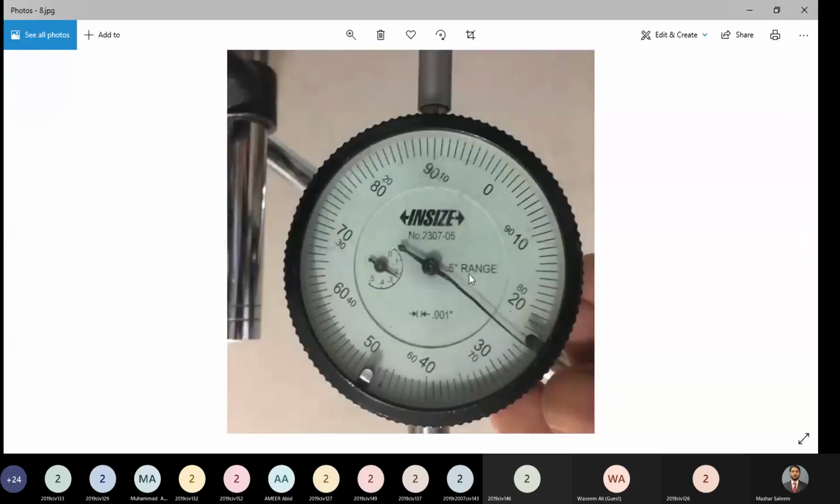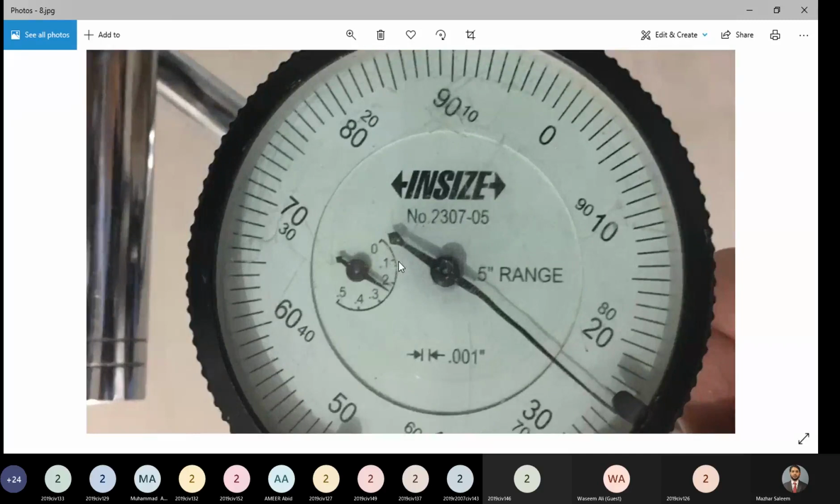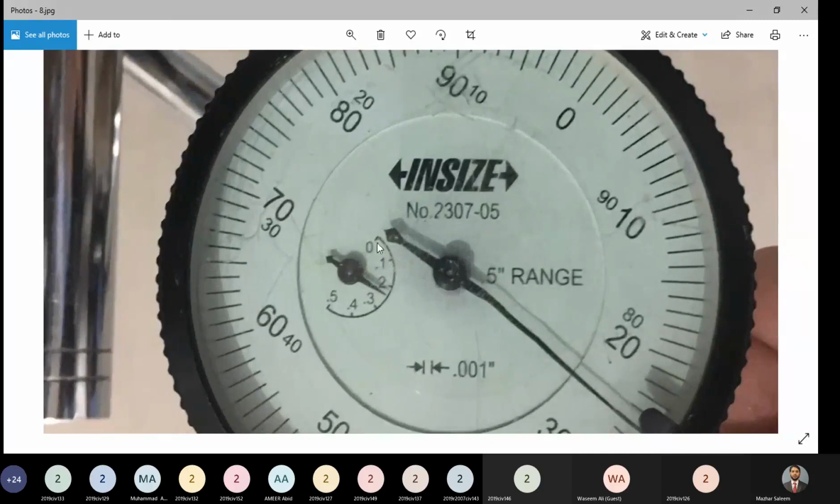The range of this gauge is 0.5 inch, and the least count is 0.001 inch. This small needle is actually representing a bigger scale, and if I zoom in further, this is 0.1 inch, sorry, not millimeters, inches. This is 0.2 inch, 0.3 inch, 0.5 inch.